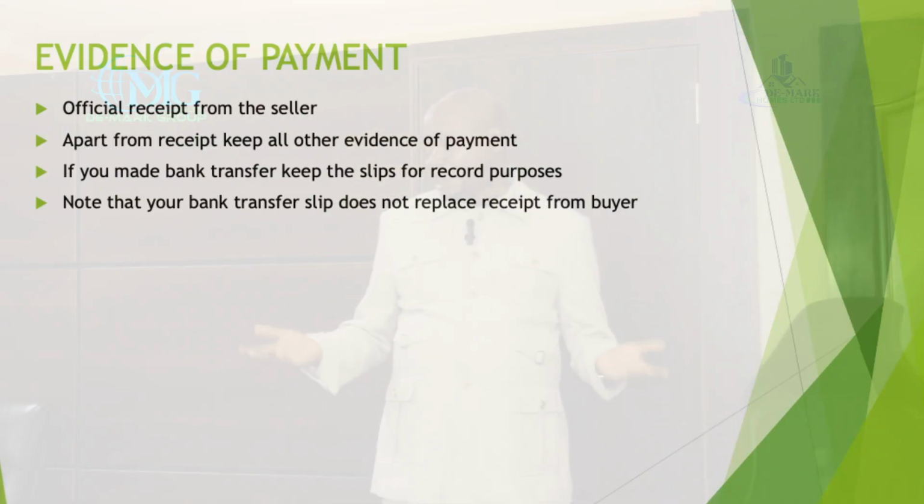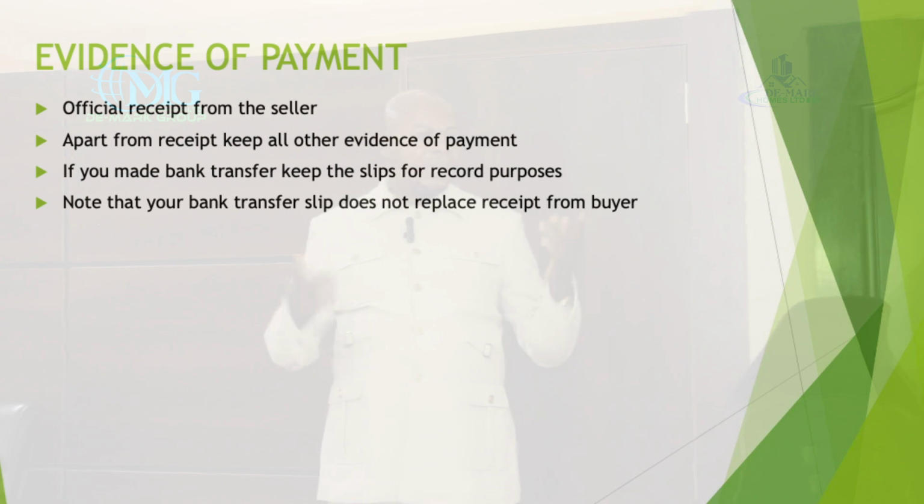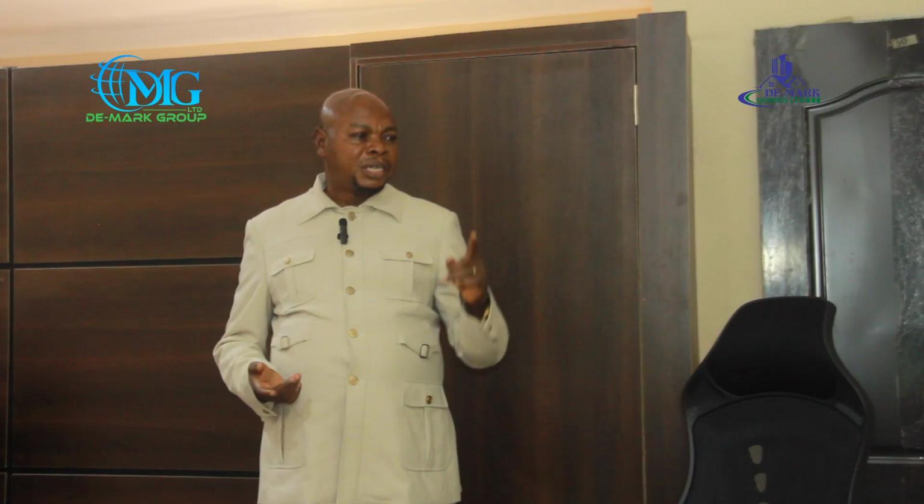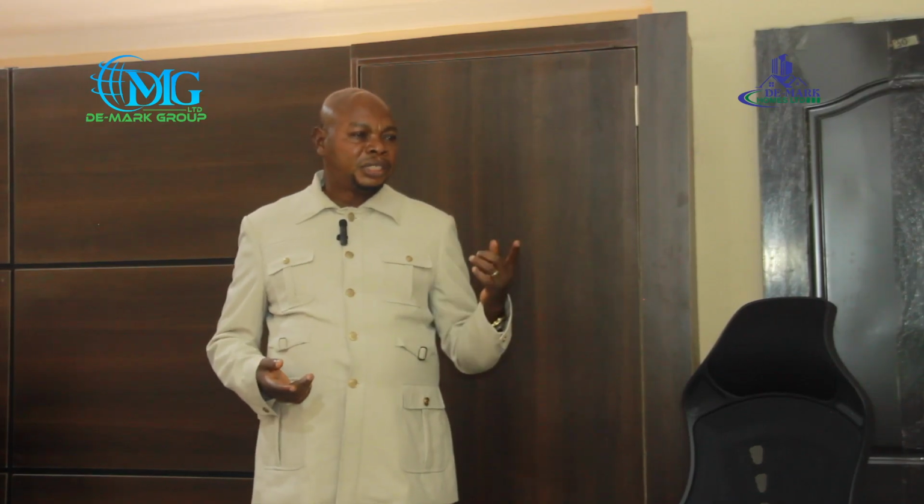Okay, evidence of payment. If you bought land from people, get an official receipt from the seller. Apart from the receipt, keep all other evidence of payment. If you made a bank transfer, keep the slips for record purposes. Note that your bank transfer slip does not replace the receipt from the seller.